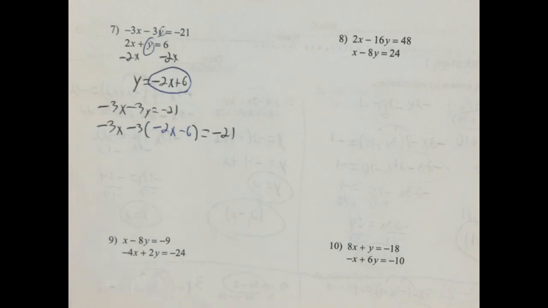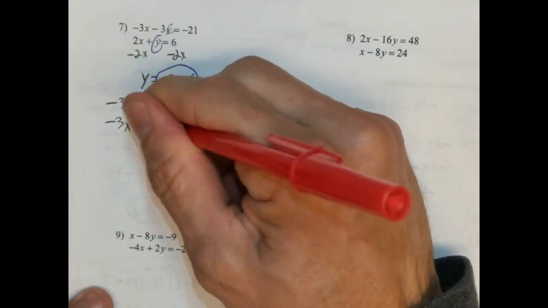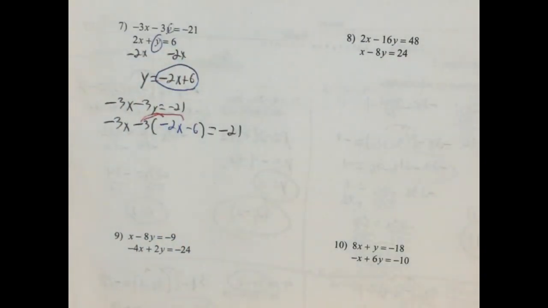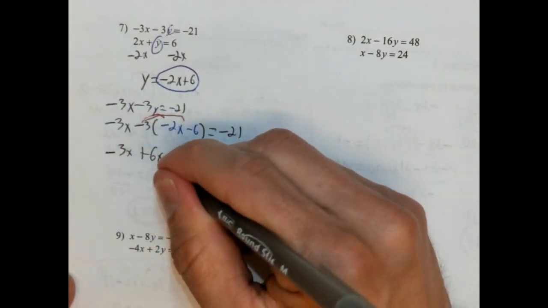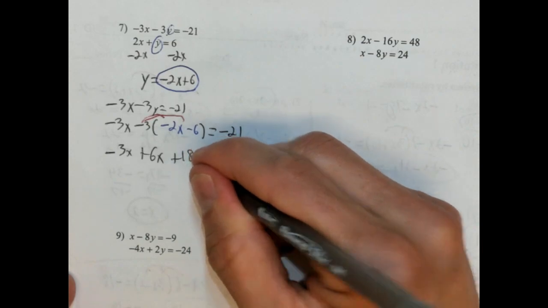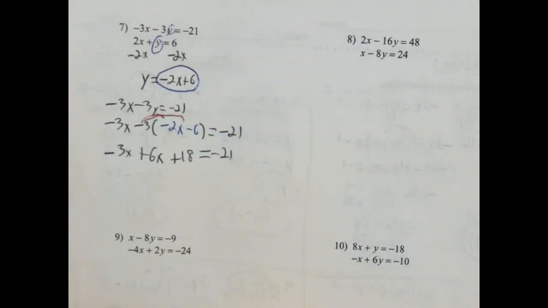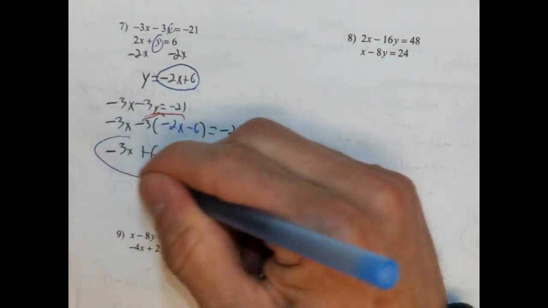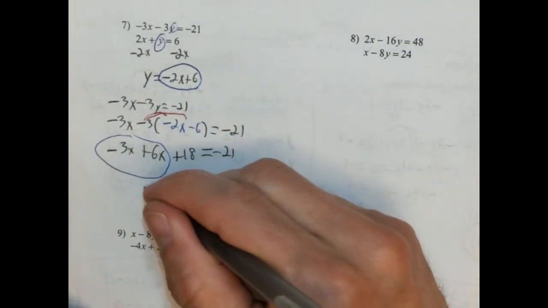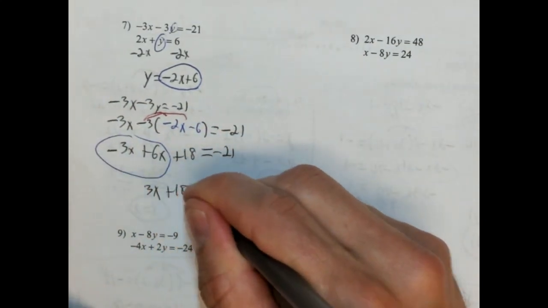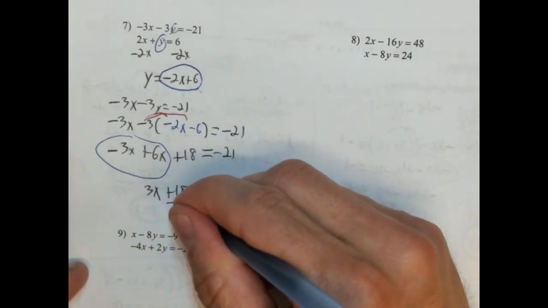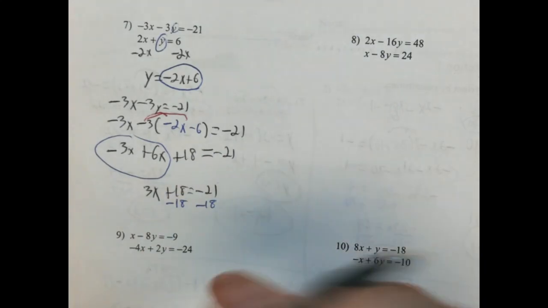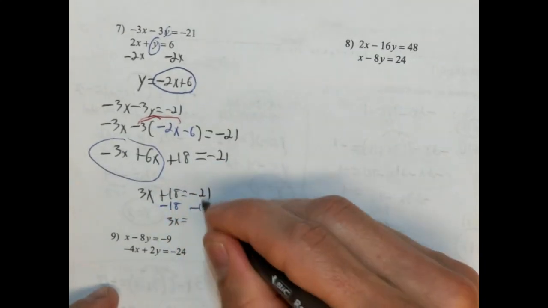All right, so we're going to distribute this negative 3 to the two terms inside the parentheses. So we're going to have negative 3x plus 6x plus 18 equals negative 21. We're going to combine our like terms. So negative 3x plus 6x is going to give us 3x plus 18 equals negative 21. We are going to subtract 18 from both sides, and that will give us 3x equals negative 39.